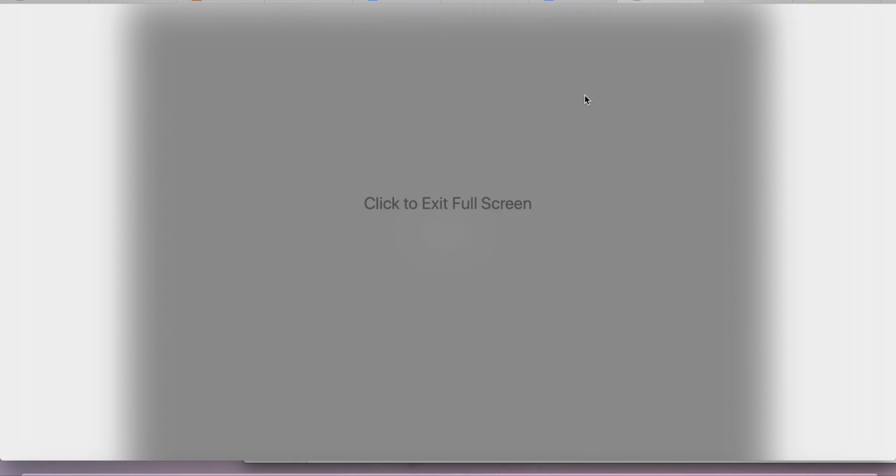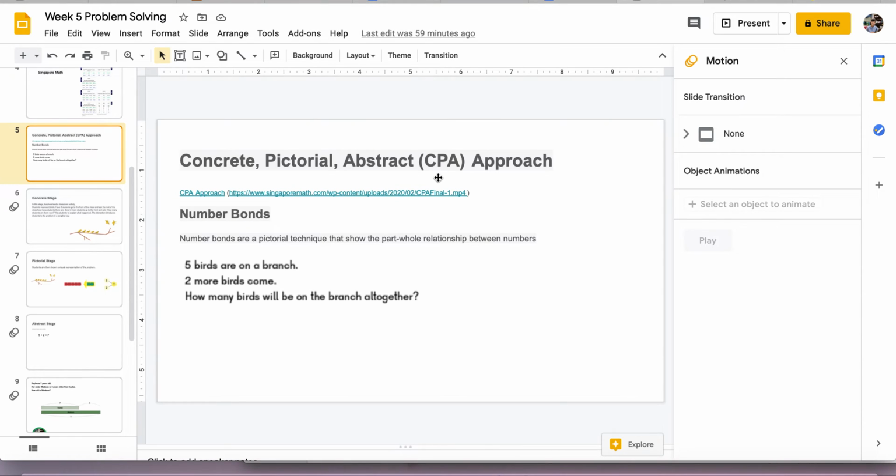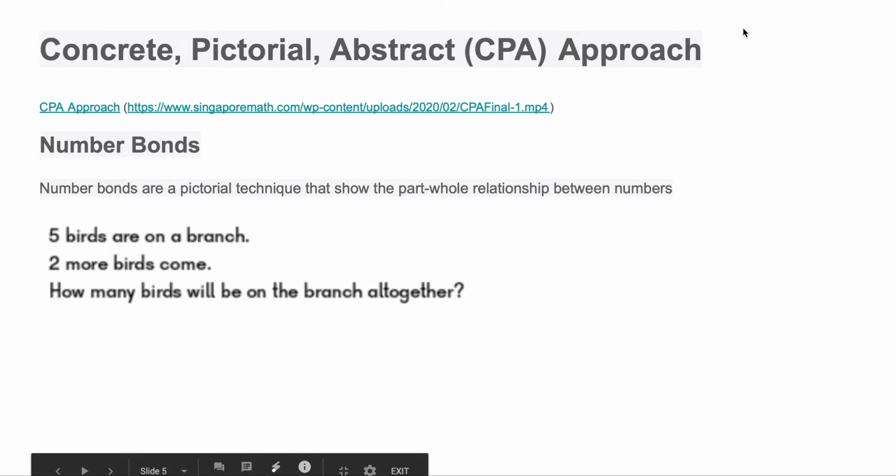Okay, so the CPA model is very, very useful. Starting from the concrete model, then the pictorial model, and then we can go to numbers and symbols. Here's one example. 5 birds are on a branch. 2 more birds come. How many birds will be on the branch altogether?